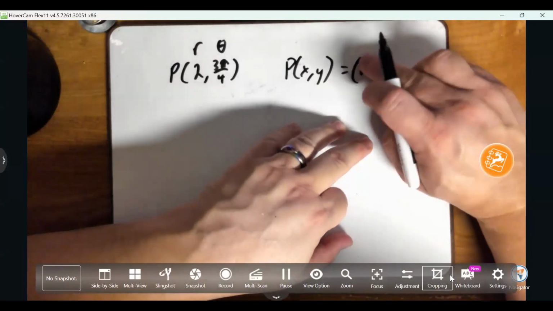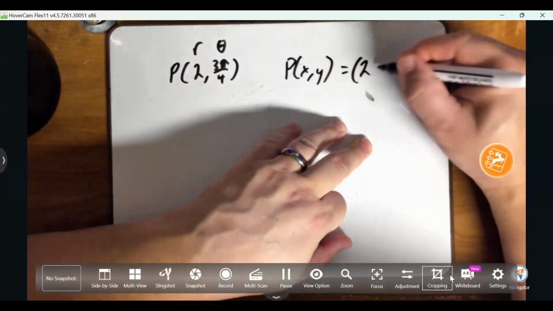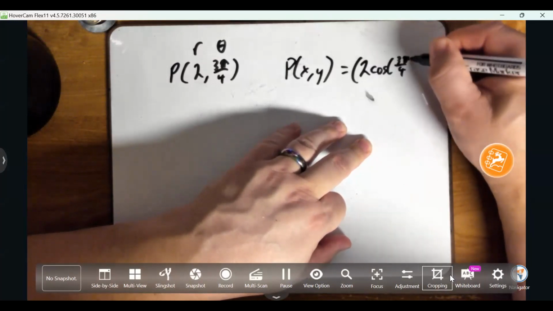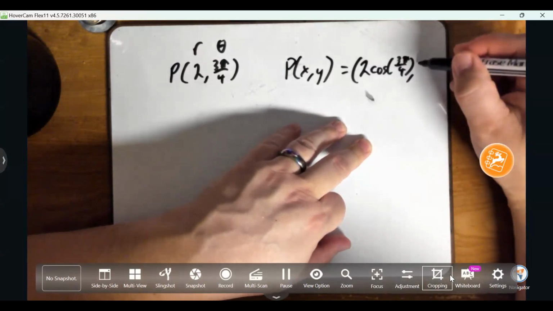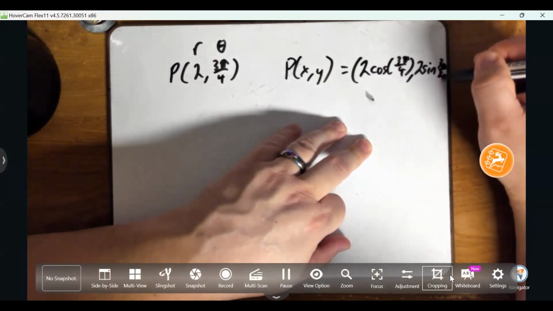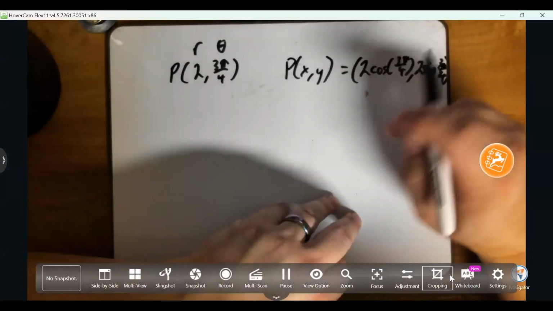So this is our theta, and so the x, y point is going to be r cosine theta. So that would be 2 cosine 3 pi over 4. And the y coordinate is going to be 2 sine 3 pi over 4.